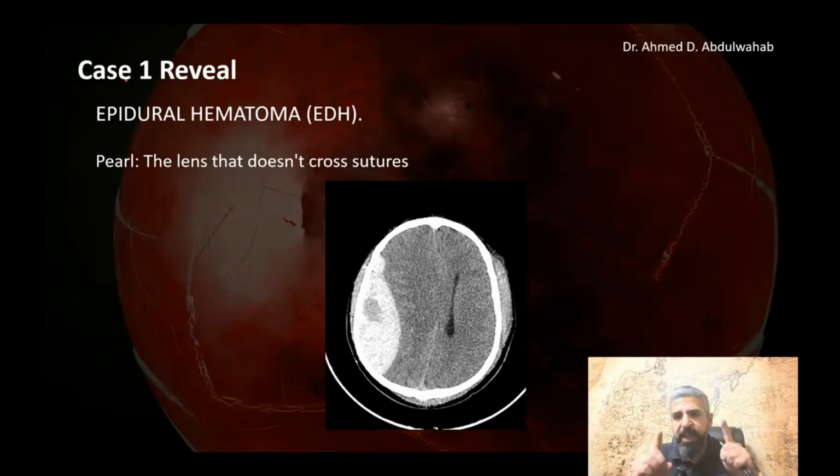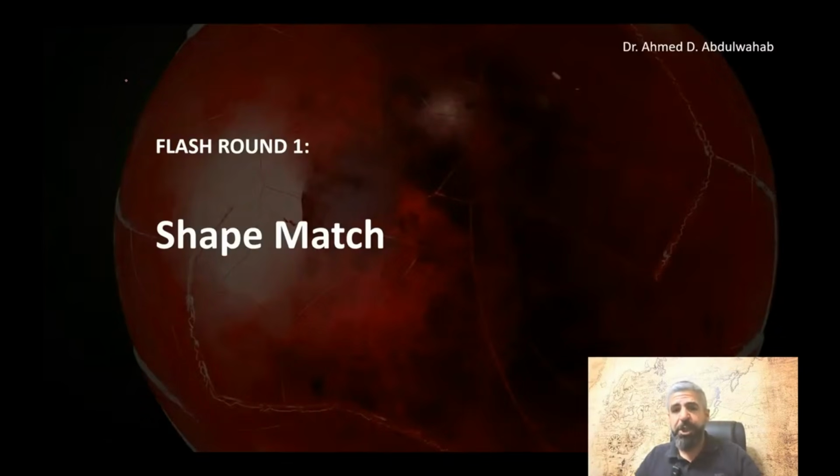Remember, the lens that does not cross a suture, if you see this, the neurosurgeon is the patient's only hope. Call the neurosurgeon immediately. Now, are you ready for flash round number 1? The flash round is called the shape match.